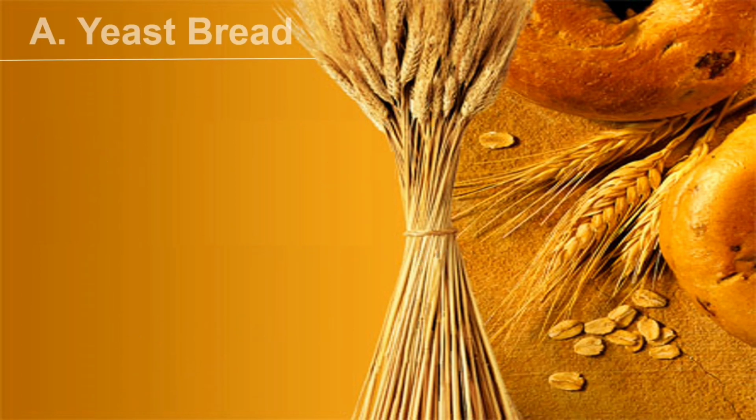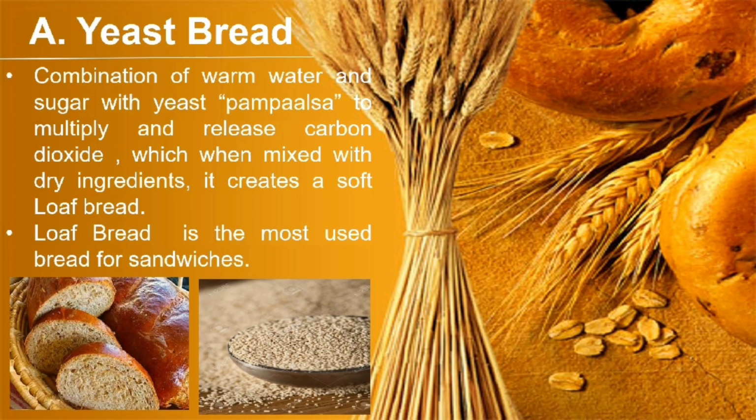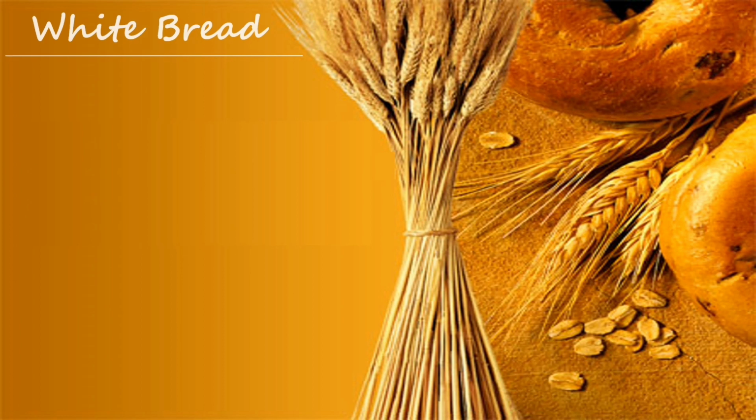The first major type of bread is the yeast bread. Yeast bread is a combination of warm water and sugar with yeast, or the pampaalsa, to multiply and release carbon dioxide, which, when mixed with dry ingredients, creates a soft loaf bread. Loaf bread is the most used bread for sandwiches. Alright, what are examples of yeast bread?